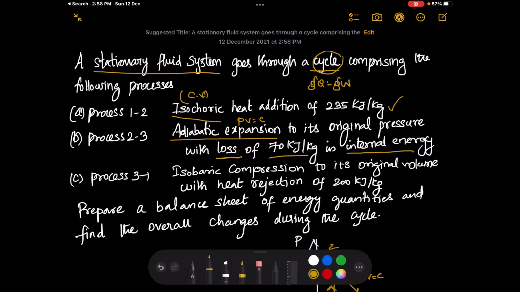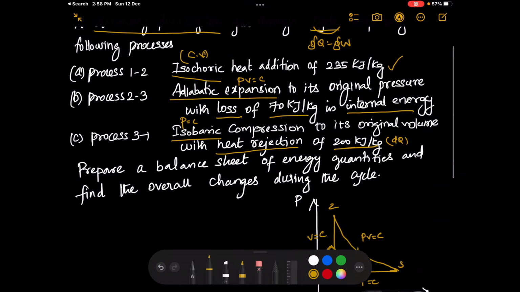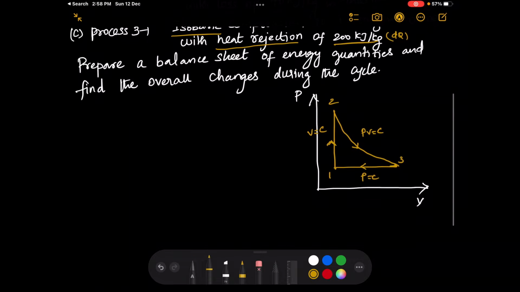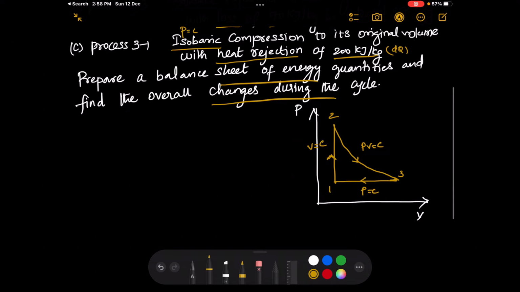So the internal energy loss is given. Process 3 to 1 is isobaric, which is nothing but a constant pressure process. Heat rejection dq is given. Prepare a balance sheet of energy quantities and find the overall changes during the cycle. We have to calculate how the heat transfer is and how the work transfer is. The PV diagram is given.